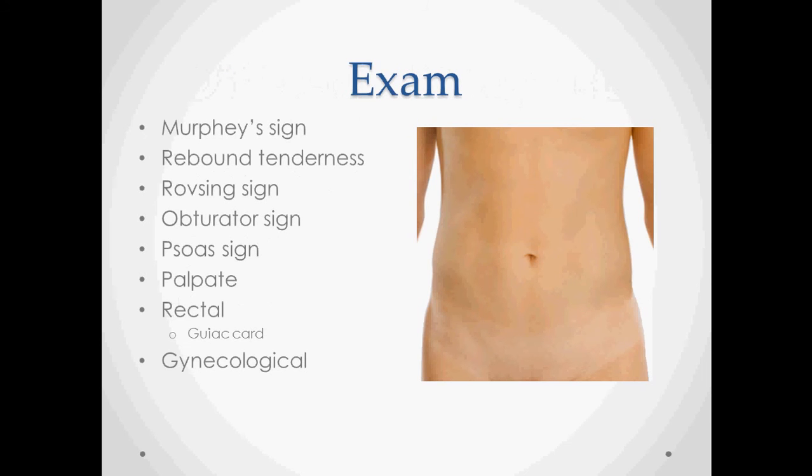On the exam, Murphy's sign is the common sign associated with appendicitis. You're just going to push on the lower right quadrant, and a lot of these people will have a lot of pain there or tenderness there. And rebound tenderness means that you push in slow, and the pain comes when you release, which is a good indication of peritonitis.